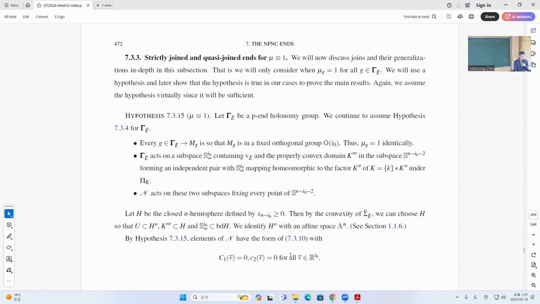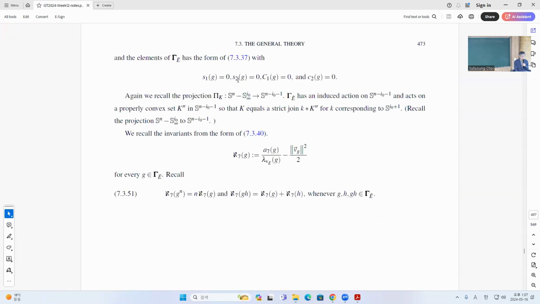Okay, so under this hypothesis, you see n will have this form where C1b and C2b are zero, and of course for these other elements also, S1, S0, S2, 0, and C1, C2, these are zero. So then we recall the projection again, and the gamma has in this section here and acts on properly convex set, and then k equal to this strict join. And k corresponds to this point here. Right. So this should be -2. Sorry, -2.